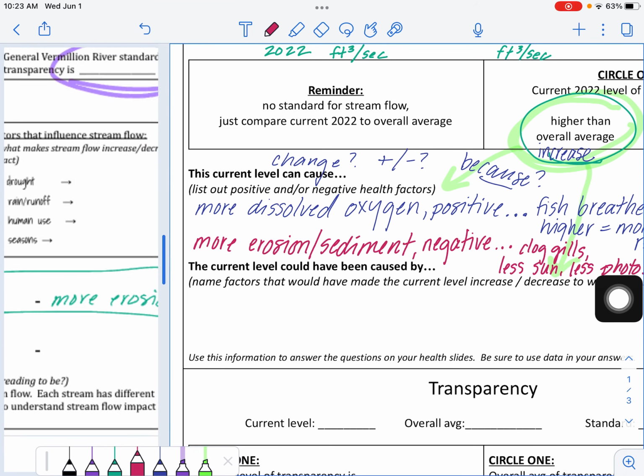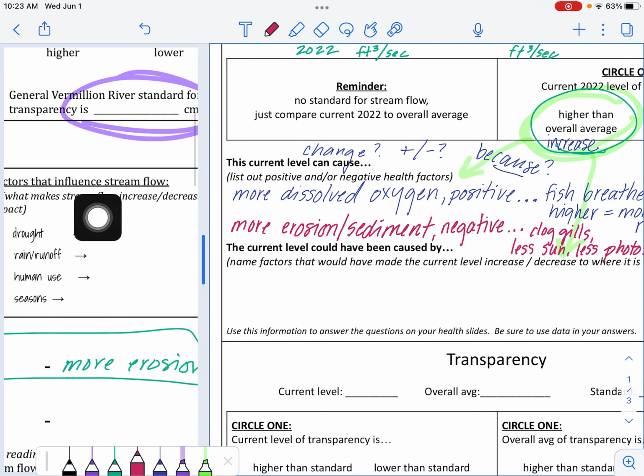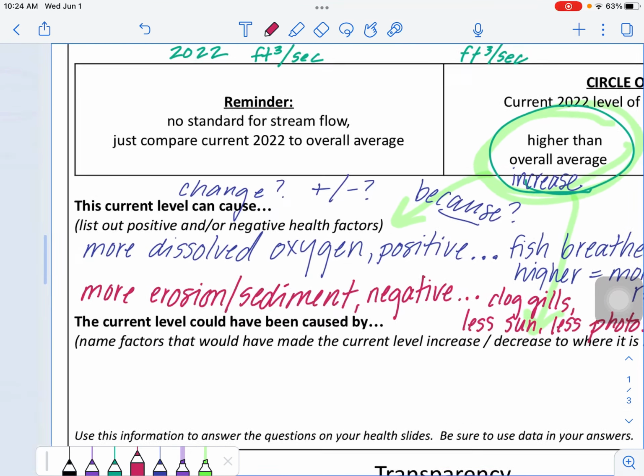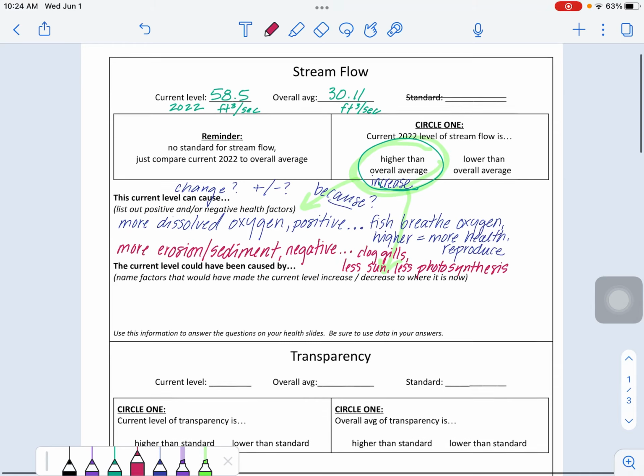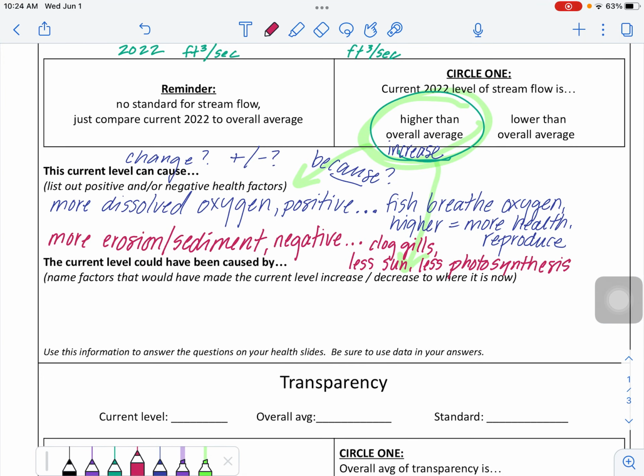So that's where you're going to look at your notes right here, factors that influence stream flow, and you should have some notes about what makes stream flow levels increase. So finish this sentence: the current level could have been caused by what's happening to make stream flow go up. So you can pause and answer that right now. Okay, so there's our stream flow section. We're done with that.